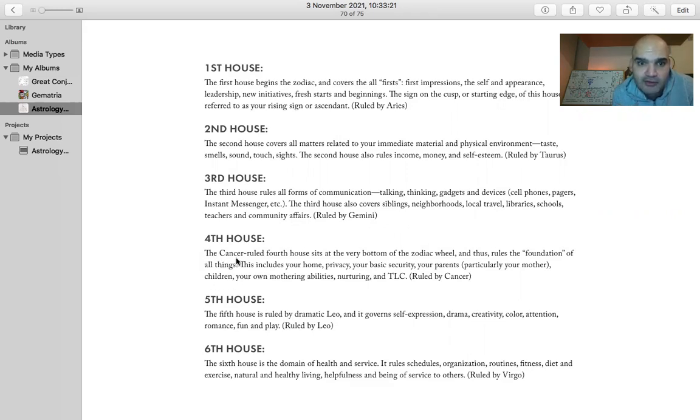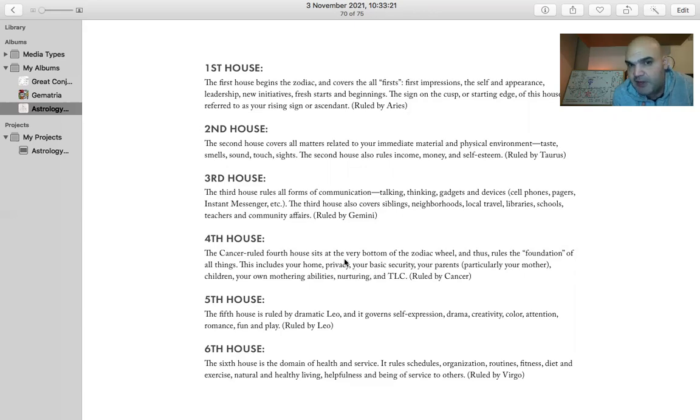The fourth house, the Cancer-ruled fourth house, sits at the very bottom of the zodiac wheel and thus rules the foundation of all things. This includes your home, privacy, your basic security, your parents, particularly your mother, children, your own mothering abilities, nurturing, and TLC, ruled by Cancer.